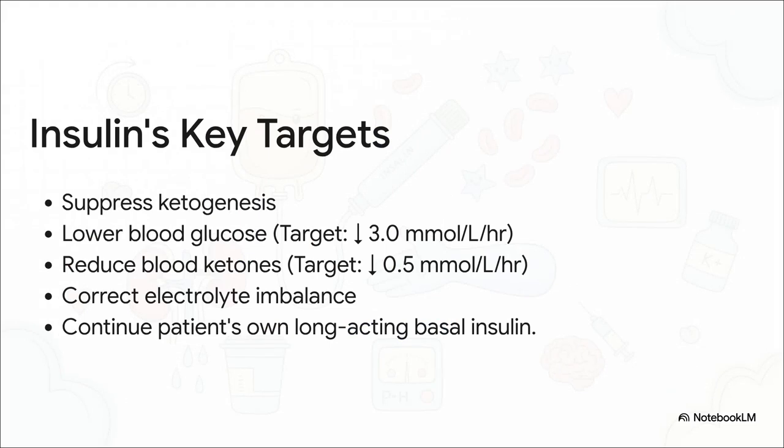So what is this insulin actually doing? Well, as you can see, it's a multi-pronged attack. Its number one job, like I said, is to suppress ketogenesis. Then it lowers the blood glucose and helps correct those electrolyte imbalances. Notice the specific targets. We're aiming for a steady, controlled decline. And that last point is vital. You have to continue the patient's own long-acting basal insulin. That provides a steady foundation underneath the IV infusion.